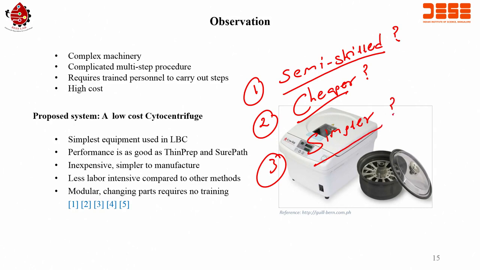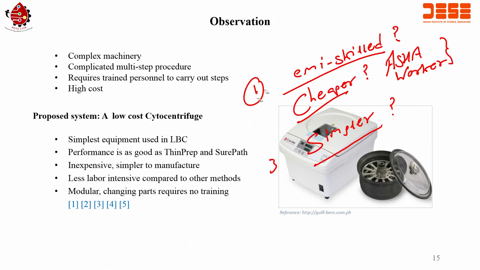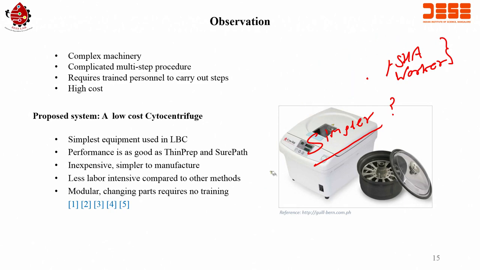If I can make a system that can be operated by a semi-skilled person like an ASHA worker, accredited social health activist, these are semi-skilled persons compared to an oncopathologist, can we use social health workers to take out the cells and load them on the glass slide, or take out the cells and smear the cells using the cytospin? So, can we develop a system that can be cheaper, simpler, and operated by a semi-skilled person? These are the questions in front of us.